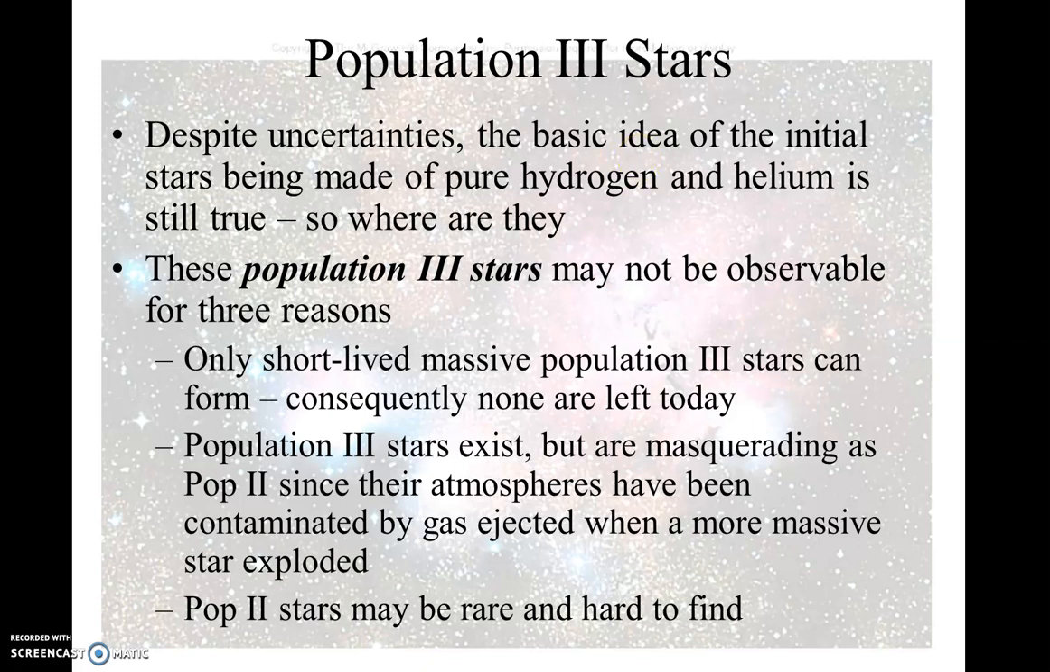Okay, I forgot there was a slide that says this. So there are these things called population 3 stars. These are theoretical. These have not been observed. And here's some reasons why we think that they have never been observed. So we think that these things were really massive, and they didn't last very long, and so we don't find any today. We think that maybe some of the smaller ones do still exist, but they are acting like population 2 stars.